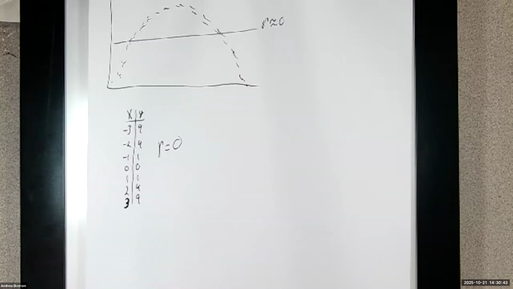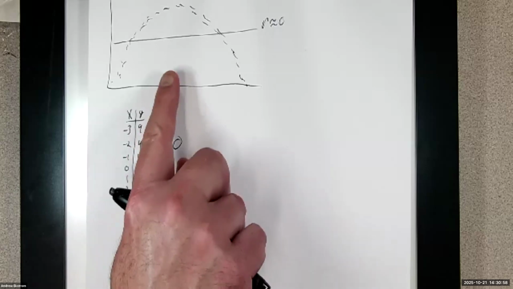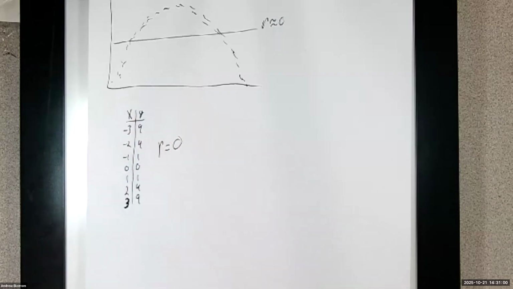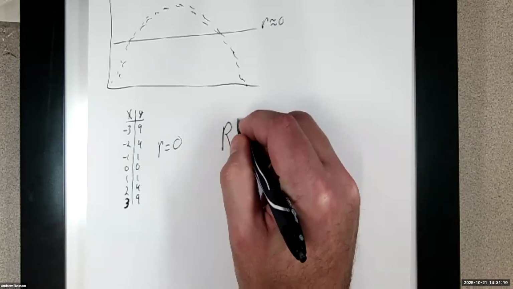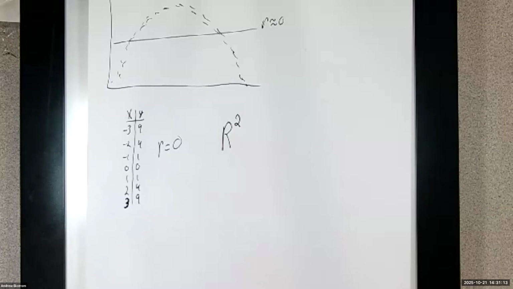And a lot of times, if you have something come out like that, they're assuming that there is no relationship between x and y. And in this case, as well as in this case up here, clearly there is. So one of the things we can do to get around that is we can look at something written out as a capital R squared.